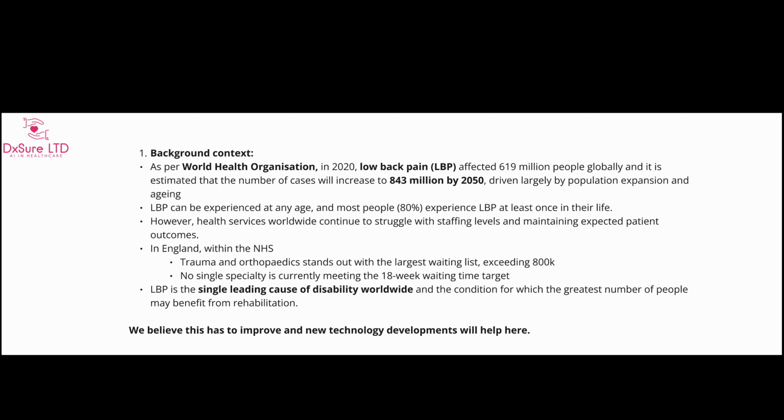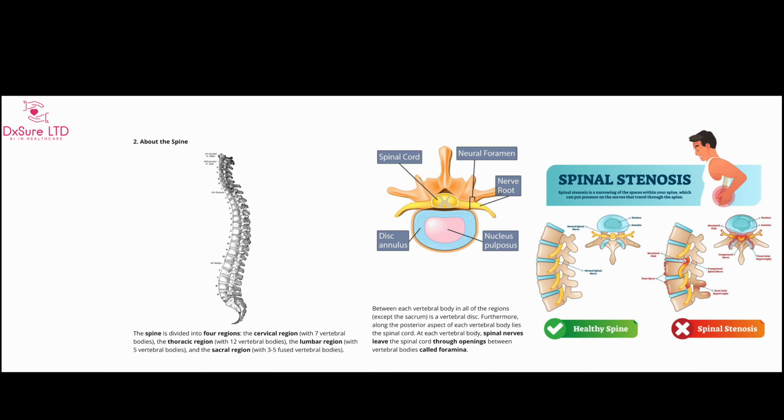We believe we can improve the diagnosis of these conditions, and new technology developments are here to help with that. A little bit about the spine. It consists of 4 regions. The top region is called the cervical region. The middle region is called the thoracic region. The lower back area is called the lumbar region.